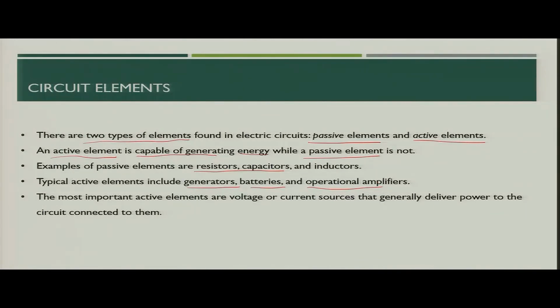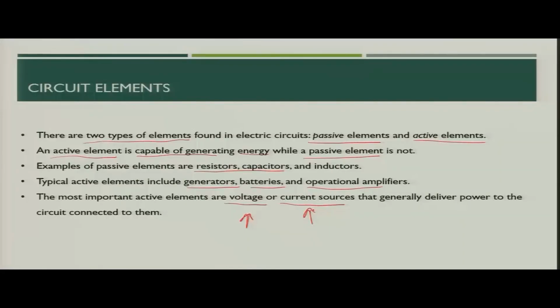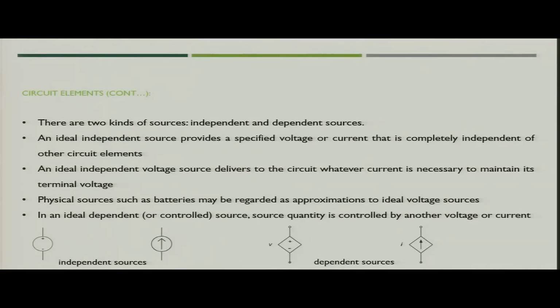So, what are the most important active elements for our circuit analysis? The most important are voltage and current sources, because generally when you solve any electrical circuit, you will see that voltage and current are given as a source for the supply of power. Now, you will see there are two different kinds of sources. One is independent, another is dependent.